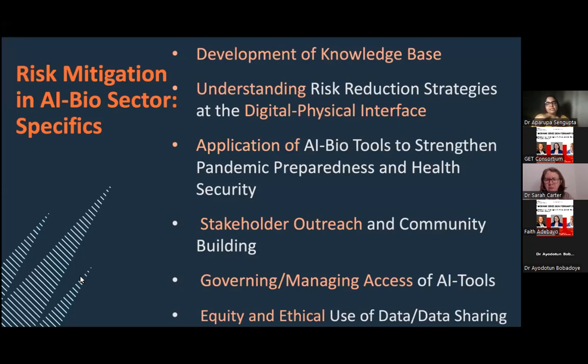Governing or managing access of AI tools. If the country is either developing an AI tool or it is getting an AI tool from outside, it should take a minute before it starts applying the artificial intelligence tool to think, what are we exactly doing?